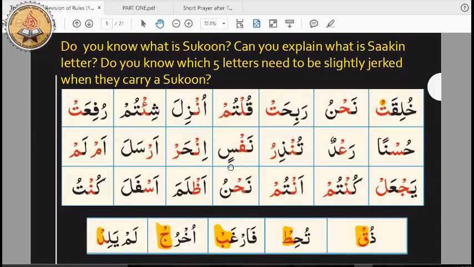Nafsin. One more time. Nafsin. Perfect. Nafsin. Well done, excellent. Now over here, which is the second letter? Fa. Fa, exactly. The fa is the second letter because it has a sukoon on top of it.